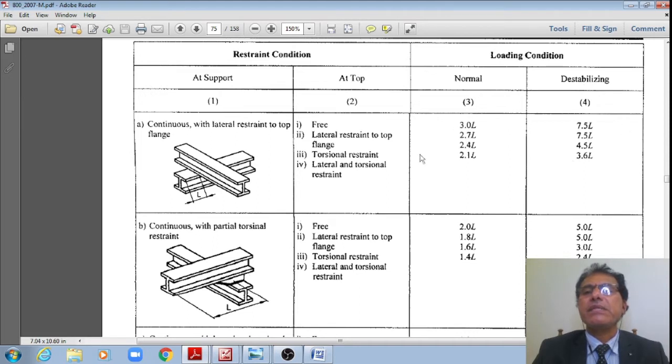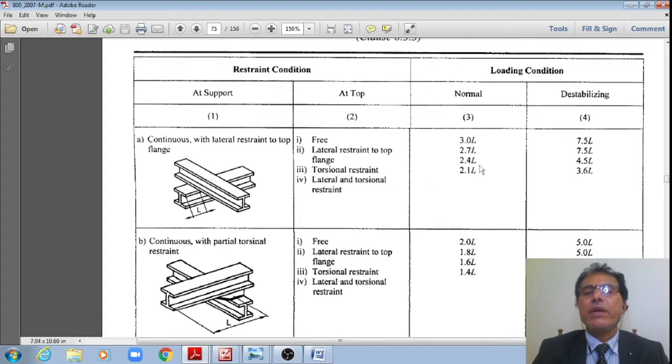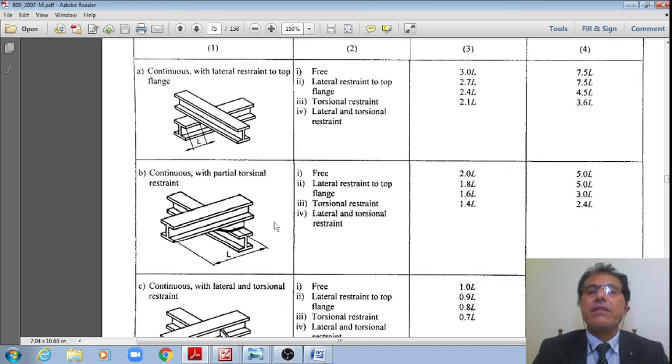If it is destabilizing, 7.5. Second one, lateral restraint to the top flange, then 2.7L, destabilizing 7.5L. Third one, torsional restraint: for normal loading it is 2.4L, for destabilizing it is 4.5L. The fourth one is lateral and torsional restraint. Normal is 2.1L, for destabilizing it is 3.5, 3.6L.